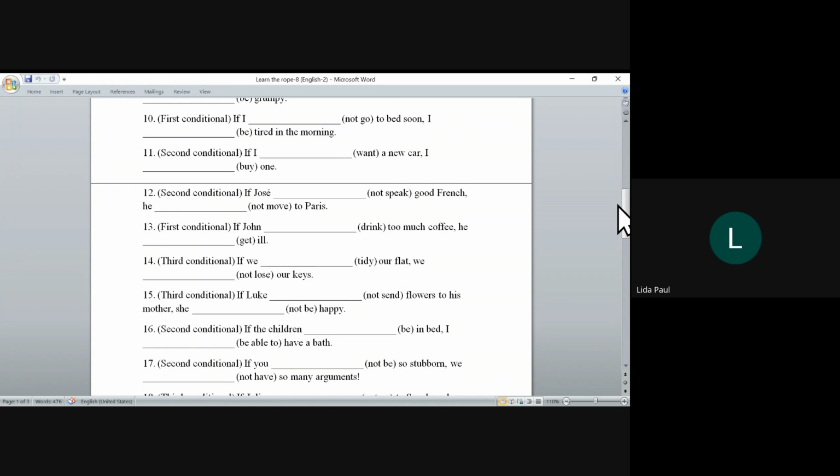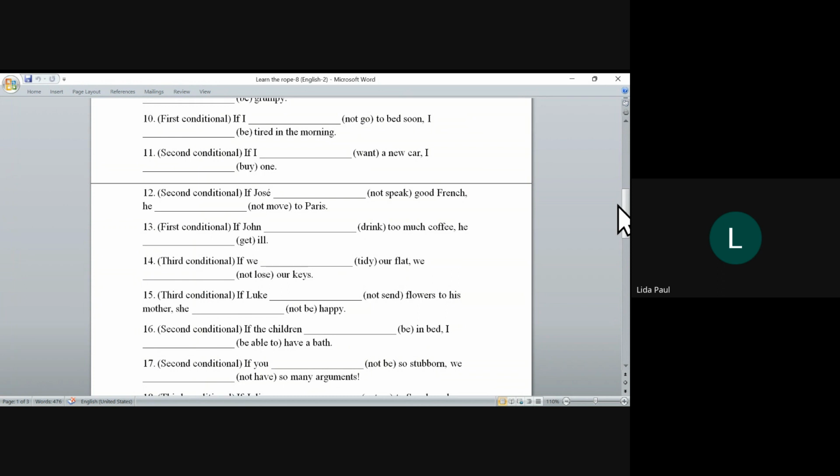Okay. 13th one is first conditional. Again, if John drink too much coffee, he get ill. If John drinks, right, you change it to drinks because John is singular. If John drinks too much coffee, he will get ill, right? He will get ill.